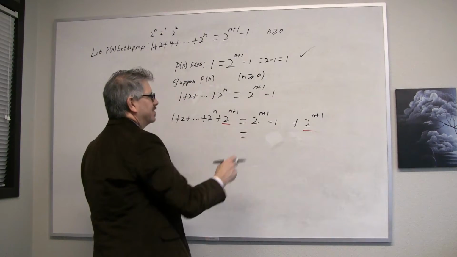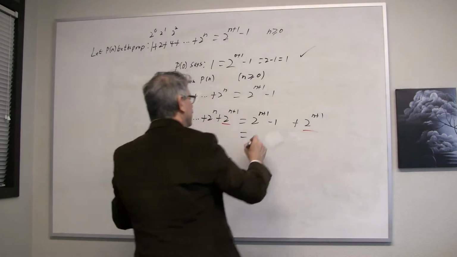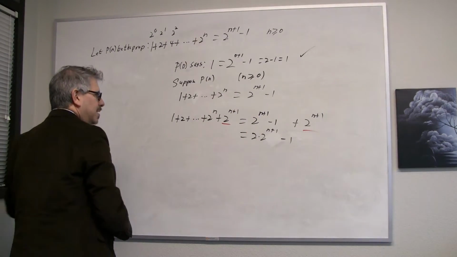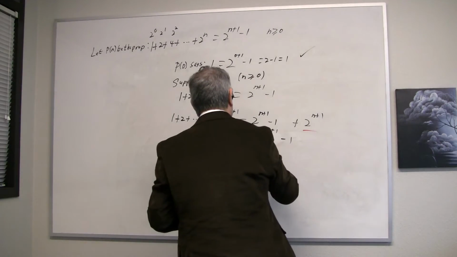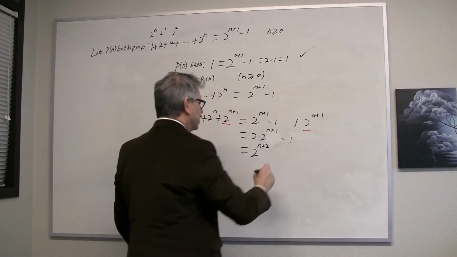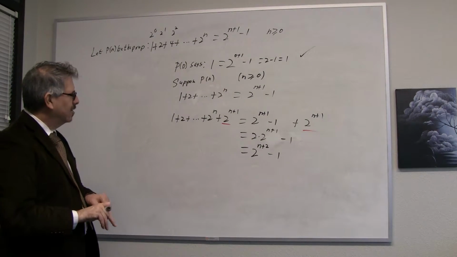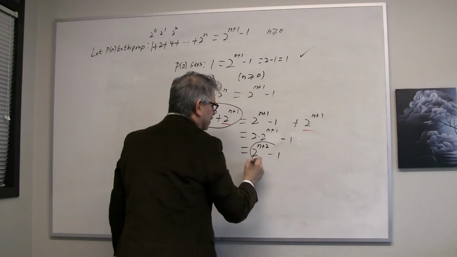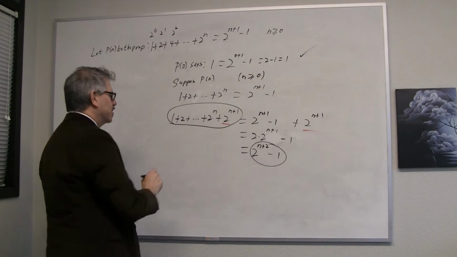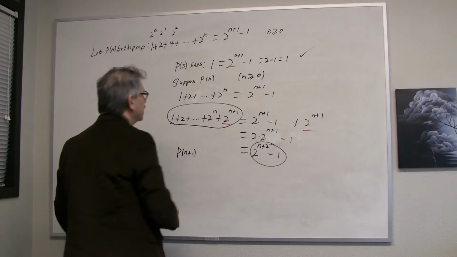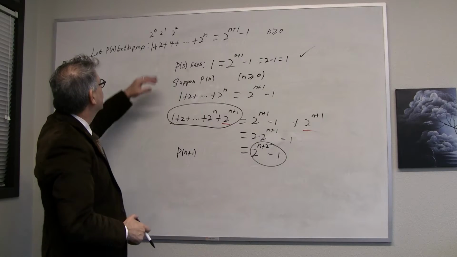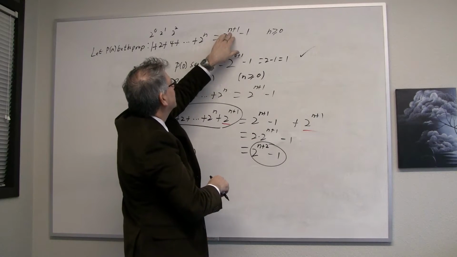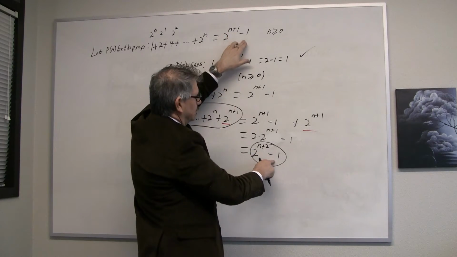And this right-hand side, I've got 2 to the n plus 1 plus 2 to the n plus 1. That's 2 times 2 to the n plus 1. And I still have to subtract my 1. And 2 times 2 to the n plus 1 is 2 to the n plus 2 minus 1. Well, I've just proven that this is equal to this. And that's exactly what P of n plus 1 says. P of n plus 1 is the proposition that 1 plus 2 plus 4 plus up to 2 to the n plus 1 is equal to 2 to the n plus 2 minus 1.